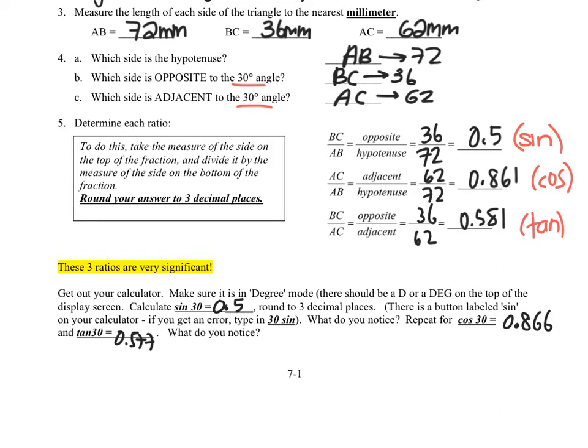So all of these ratios, opposite over hypotenuse, adjacent over hypotenuse, opposite over adjacent, are trig functions. They are all trig ratios. And if you look at your calculator, you have sine, cos, and tan. Sine of any angle is the same thing as dividing the opposite side by the hypotenuse. Cos of any angle is dividing the adjacent over the hypotenuse, and tan of any angle is dividing the opposite side by the adjacent side.